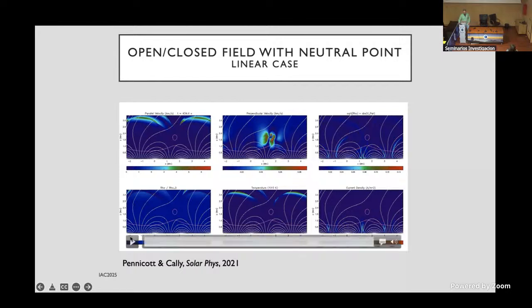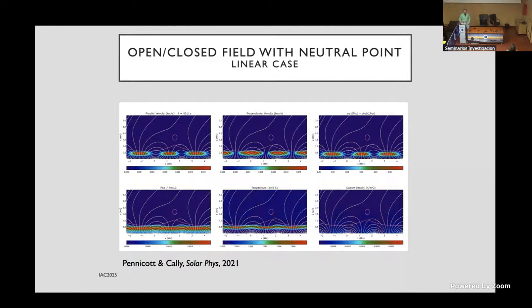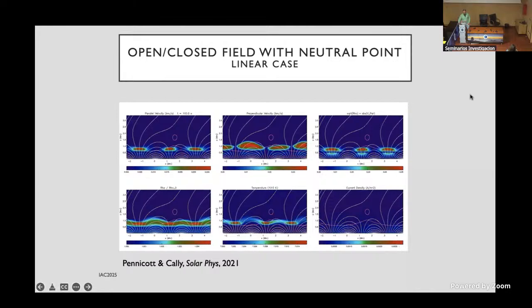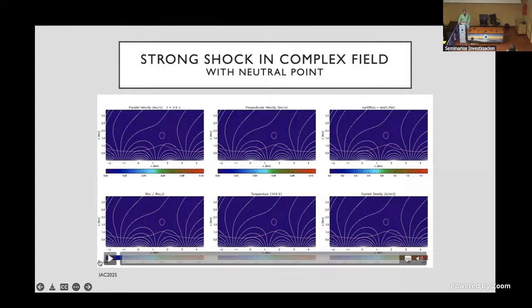But what happens if we now make it a nonlinear case? So we're going to send in waves of much higher amplitude, so shocks should form. Same thing, looks the same at the moment, but it's forming a shock. Oh, this is the linear case again. Sorry, go to this. Okay, this is the one I want.